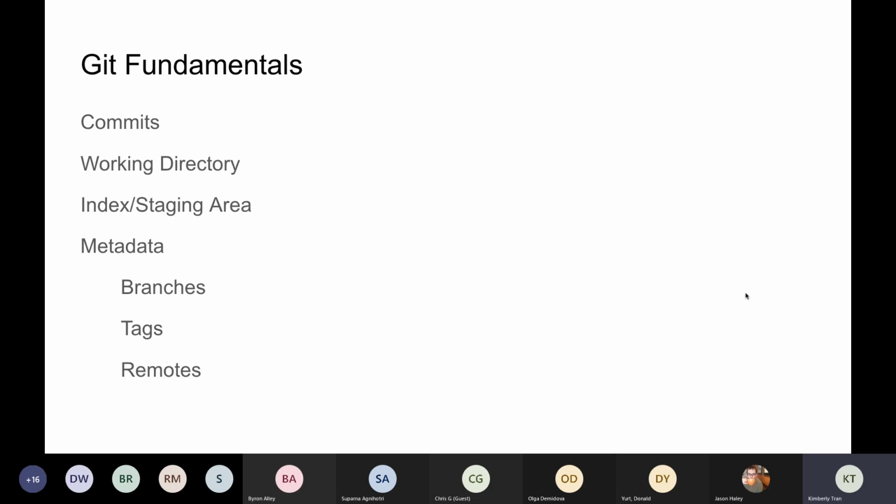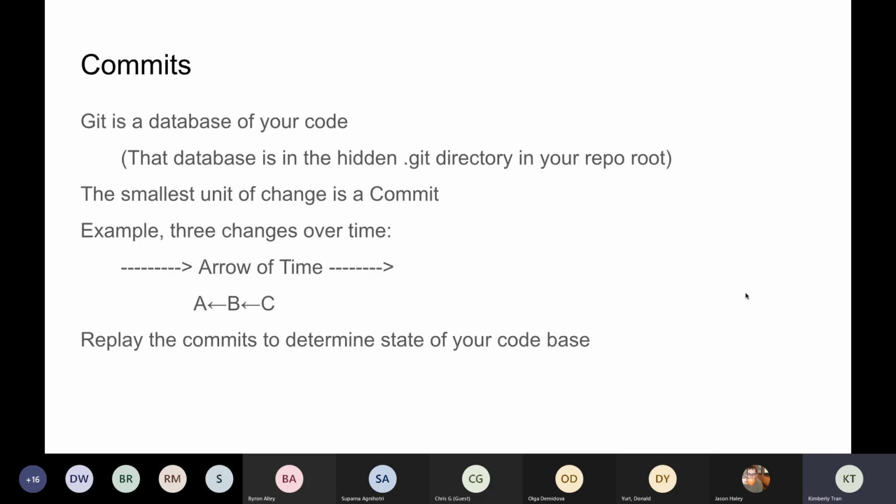It's data about the repository itself. Okay, so it's very interesting that branches, tags, and remotes are actually metadata. I don't consider those things intrinsic to the Git model. They're actually an overlay onto commits, the working area, and the index staging area. And that part of it will be very key once we talk more about what this metadata does. Okay, so we're going to go through these one by one.